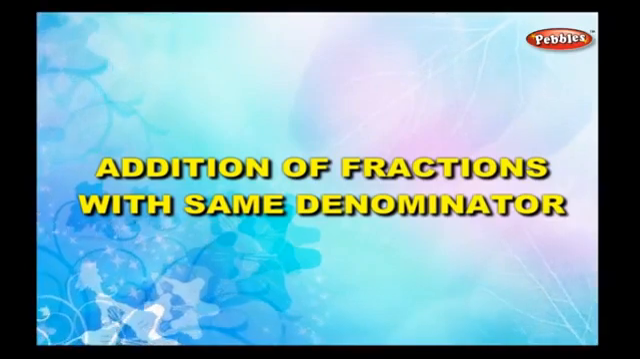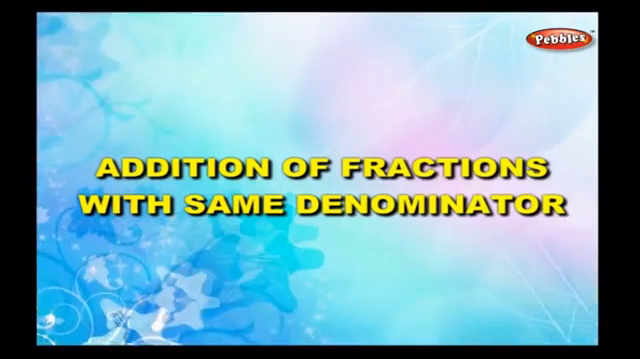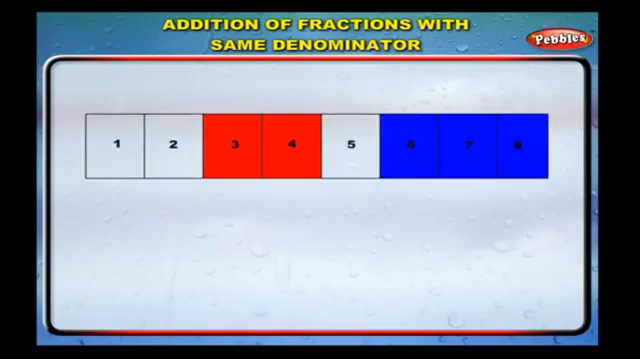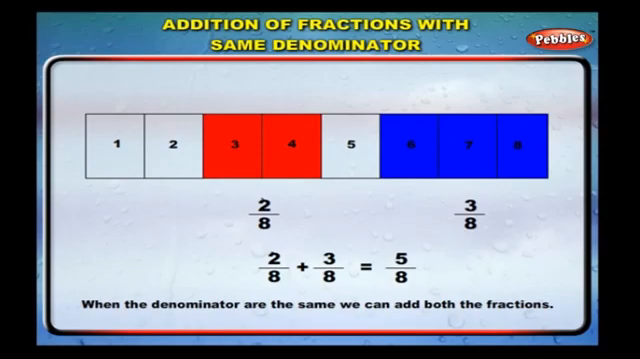Addition of fractions with same denominator. This strip is divided into 8 equal parts. 2 parts or 2 by 8 is shaded in red. 3 parts or 3 by 8 is shaded in blue. To find out the total shaded parts, add 2 by 8 plus 3 by 8, which is equal to 5 by 8. When the denominators are the same, we can add both the fractions by adding the numerators alone.